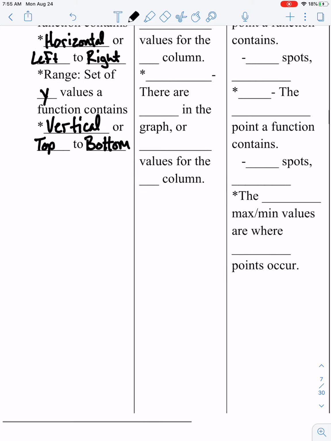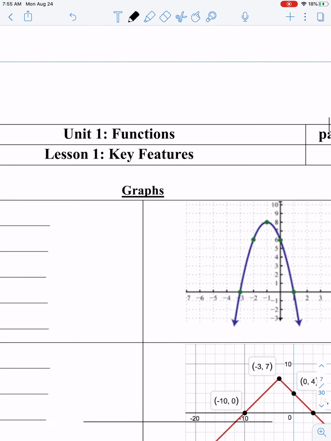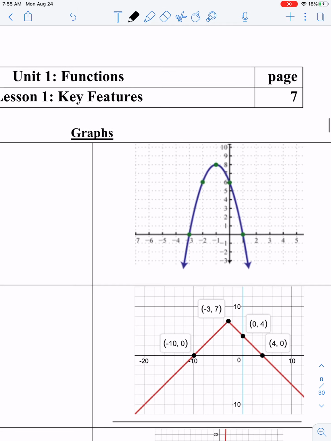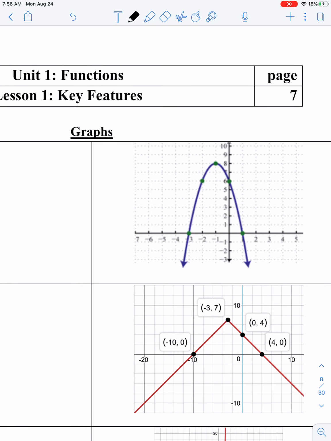Okay, so I'm going to go to page 7 and I'm going to briefly go over an example just talking about the domain and the range of this top function. Again, domain is x values. So what I want to do is draw a vertical line, and I want to move this vertical line left to right, and where the graph touches this vertical line is the starting point of my domain. So again, I start on the left and I move it to the right, and I see that it touches here at that point.